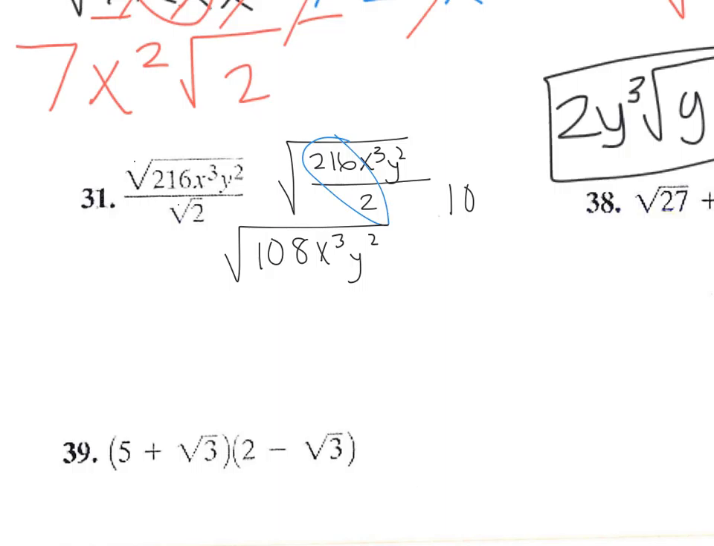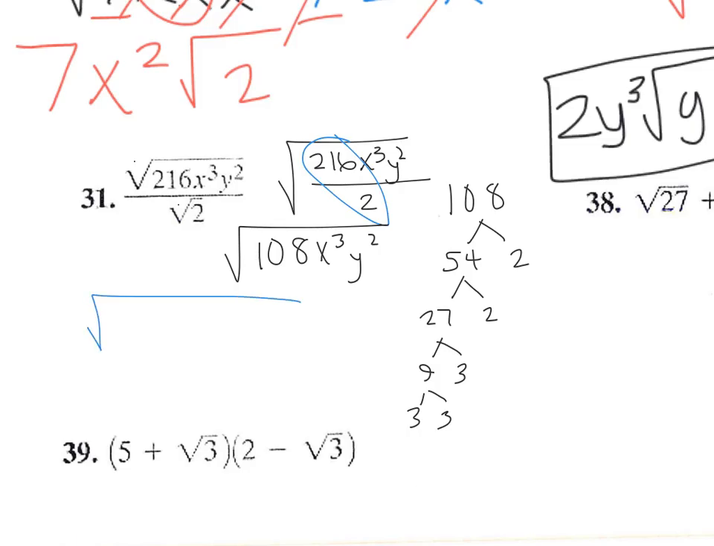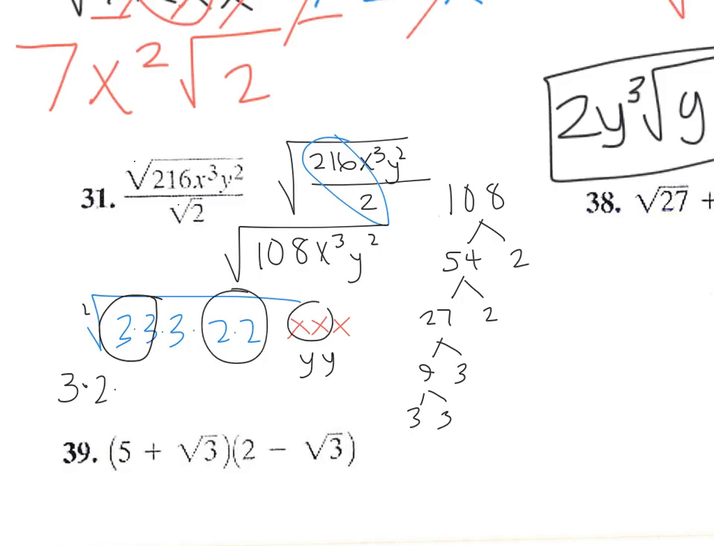Now I can break down the square root of 108: it's 54 and 2, 27 and 2, 9 and 3, 3 and 3. So you can write them all underneath the square root. So it's 3 3's, 2 2's, 3 x's, 2 y's. It's a square root, so I'm going to take them out in groups of 2. So I have 1 3 times 1 2 times 1x times 1y. So this reduces to 6xy square root of 3x.